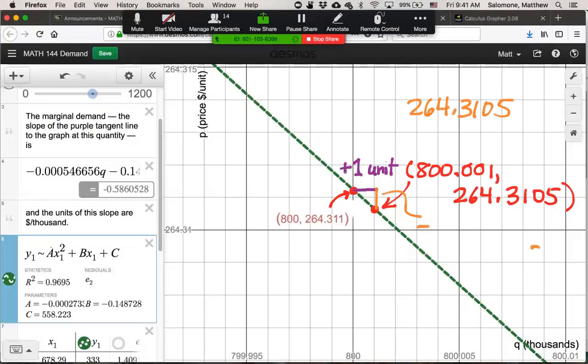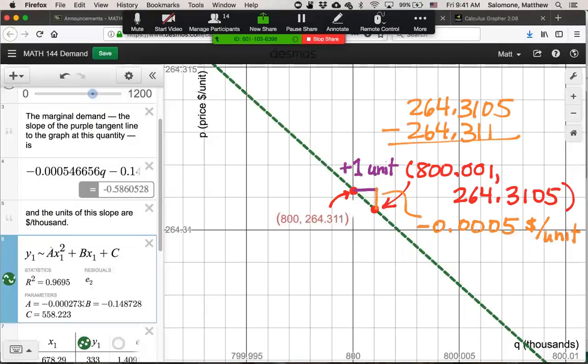264.3105 minus 264.311. What I'm going to get is negative 0.005. I think that's what I'll get. No, 0.0005. There we go. So I'm going to get some really small amount, and since that's a difference in price, the units on that are in dollars per unit. So what we're saying is that as the quantity I produce goes up by 1 unit, the price that I can charge goes down by this little fraction of a penny.